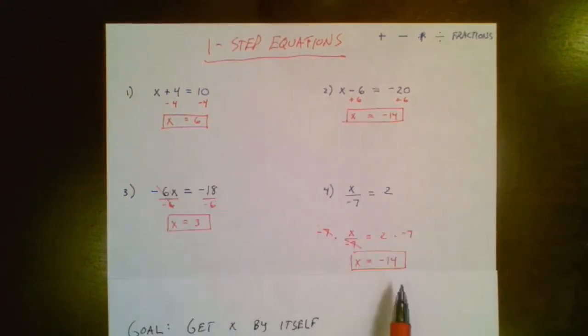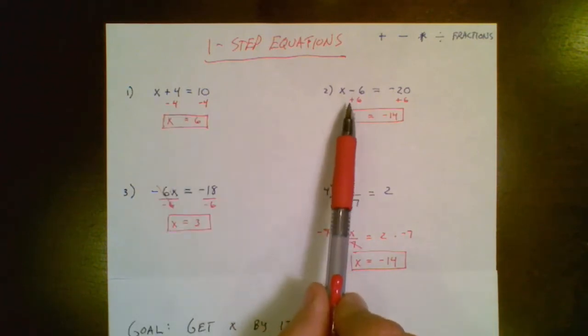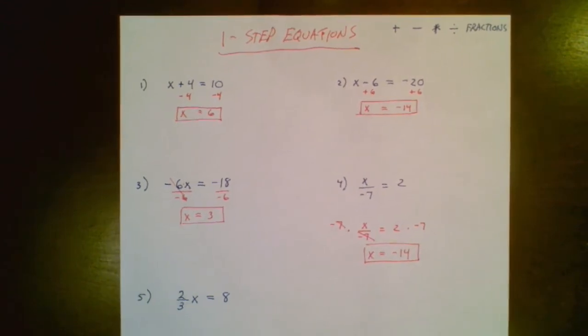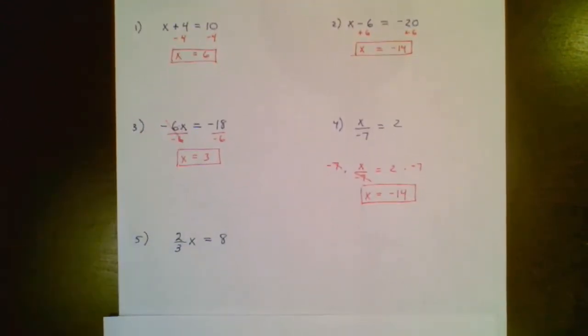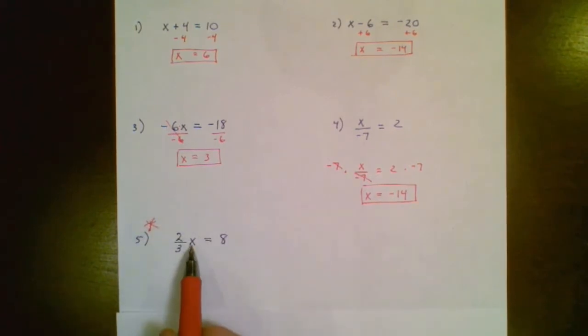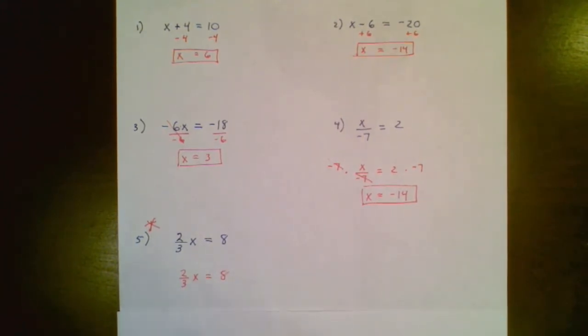On every single one of these, I've done the opposite of what I'm trying to get rid of. Plus 4, kill it with a minus 4. Minus 6, kill it with a plus 6. But now, there's one exception, and that's a fraction. So you're probably going to want to really take this one in. If I want to get x by itself, I need to get rid of the 2/3. Here's what I'm going to do. I'm going to rewrite this problem. But to get rid of the 2/3, I multiply by the reciprocal.